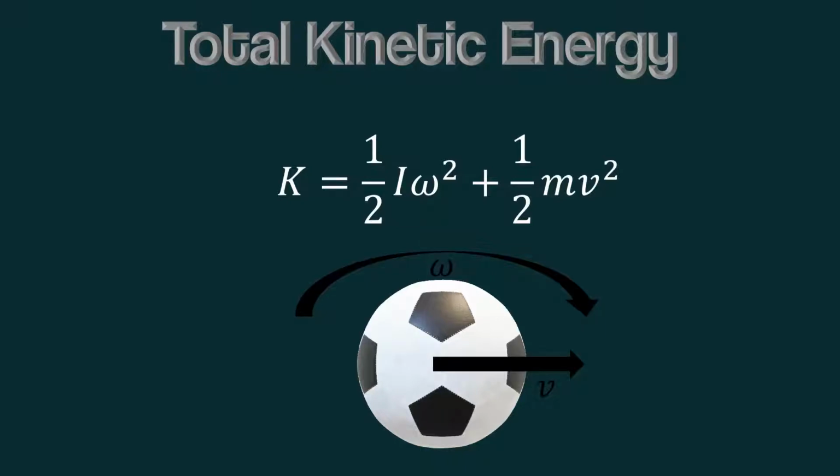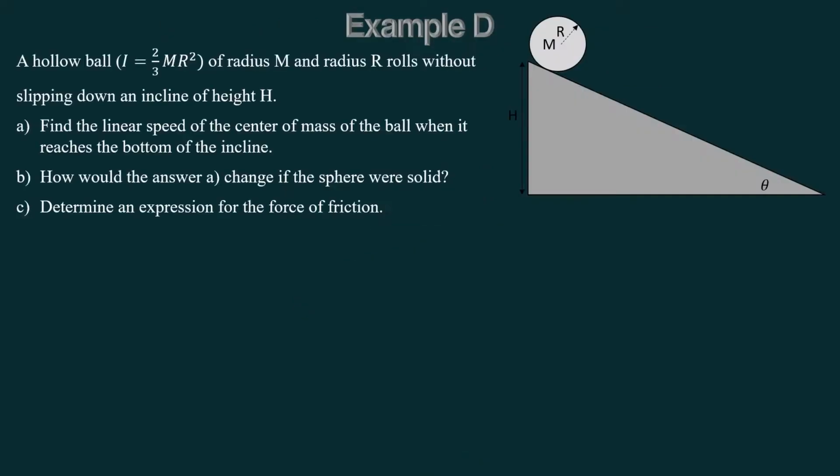All right, total kinetic energy. This is where you have something rolling across the ground. You have 1/2 I omega squared because it's rotating. Now it's also moving linearly, so you also have 1/2 m v squared. We're going to look at a question now where something is rolling. This is going to be a classic, something rolling down an incline.